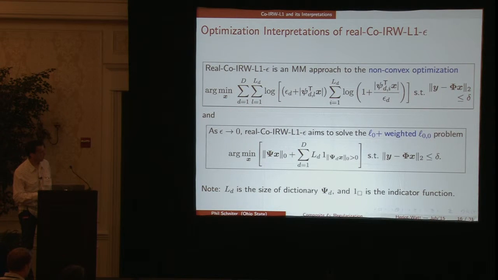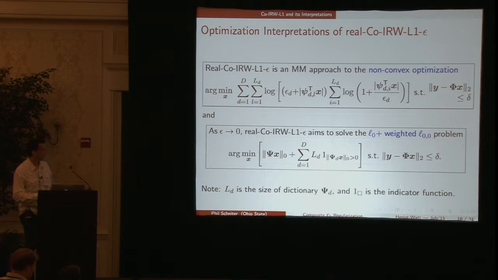The cost function is a little weird looking. There's a log inside of a log and so on. So if we want to try to interpret this from the perspective of how it is related to L0, we can take these parameters epsilon, make them all the same, and take that to 0. And you get an interesting combination.